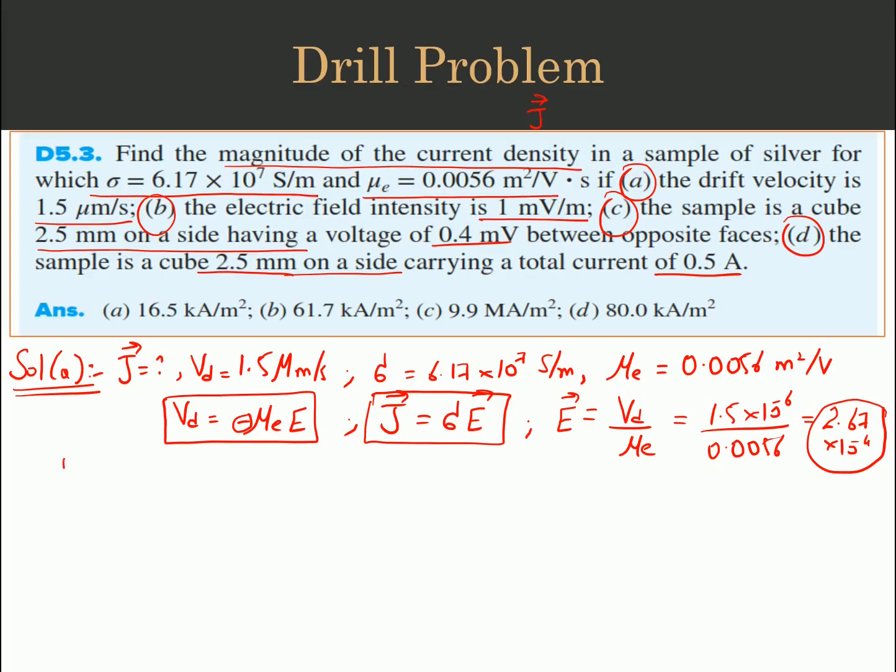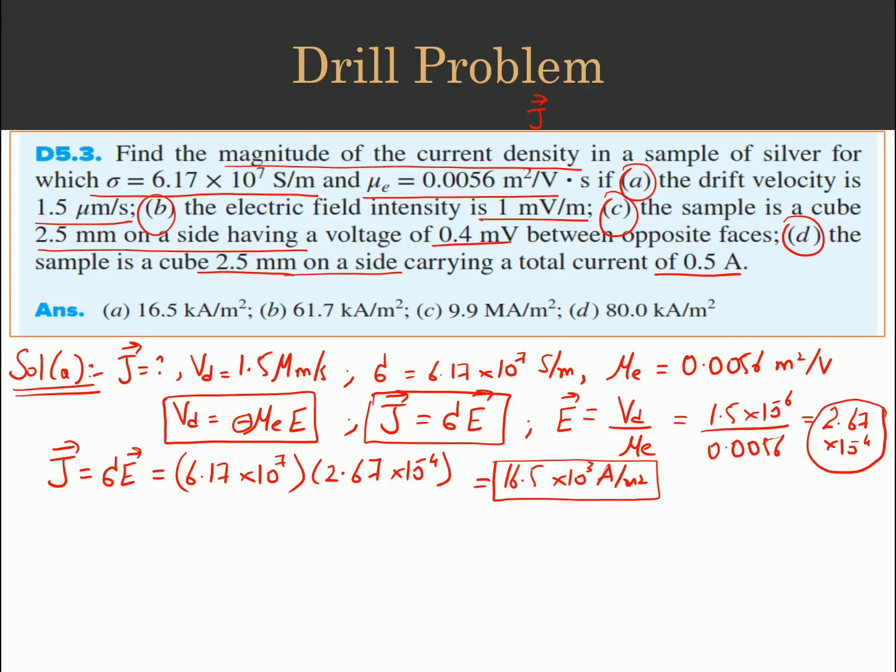Once we have the value of E, we can use the equation where the current density is equal to conductivity times the electric field, and thus we find the current density. It is going to be 6.17 into 10 raised to power 7, the value of conductivity, multiplied with 2.67 into 10 raised to power minus 4, and it comes out to be 16.5 into 10 raised to power 3 amperes per meter square. So this is the answer of the current density for the first part.